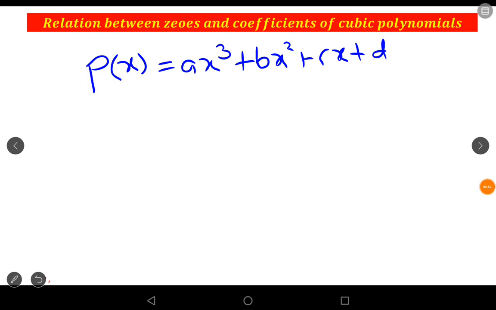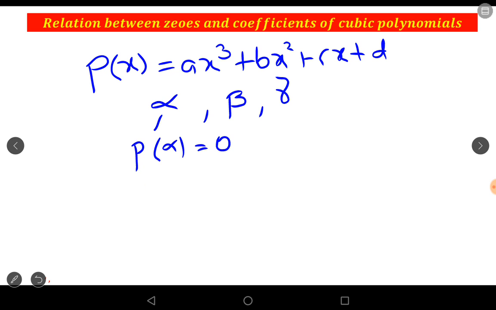Next one, every cubic polynomial has a maximum of 3 zeros. Let the zeros be alpha, beta, gamma. Okay, so next one, alpha is one of the zeros, then p of alpha equal to 0. Beta is also a zero, so p of beta equal to 0, and gamma is also one of the zeros, so p of gamma equal to 0.